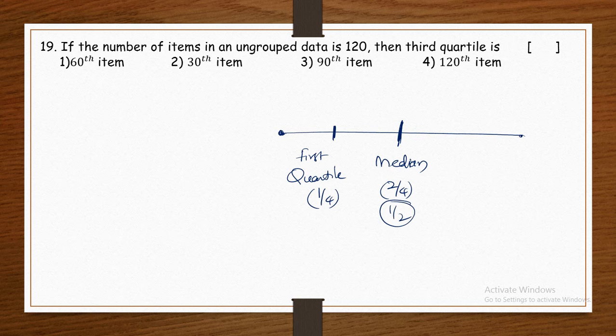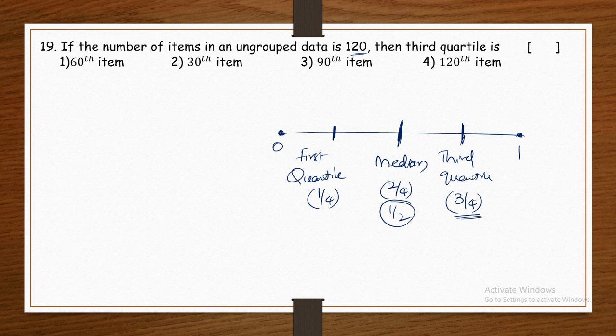Okay. Next, from median to the end. Suppose this is 0 and this is 1, then at exactly the middle of the median and the end, there will be the third quartile. So this is my third quartile. This third quartile is given by 3/4. So this exists at 3/4 of the given position. That means the third quartile of 120.